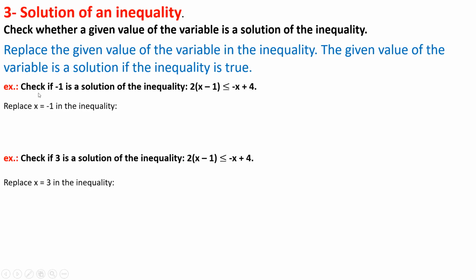What do I mean? Check if -1 is a solution of the inequality 2 into x minus 1 less than or equal minus x plus 4. So the given value of x is -1. I replace x equal -1 in the inequality. In place of each x in the inequality, I replace it by -1. So we replace x by -1 and we replace x by -1. Why did I replace x -1 between parentheses?